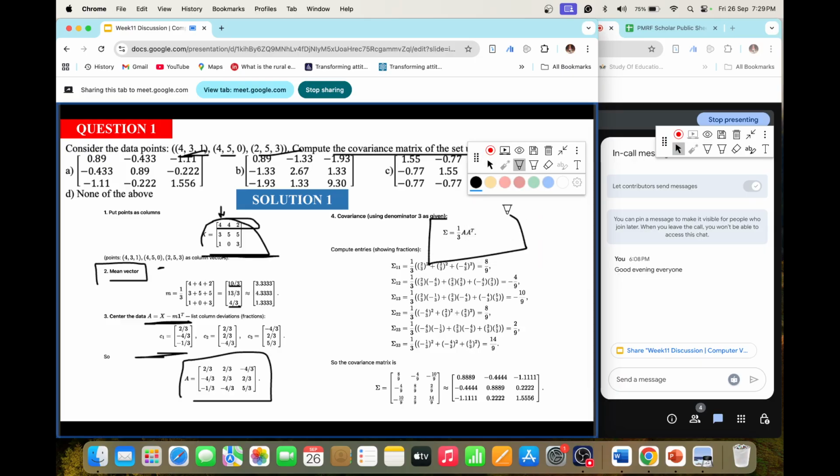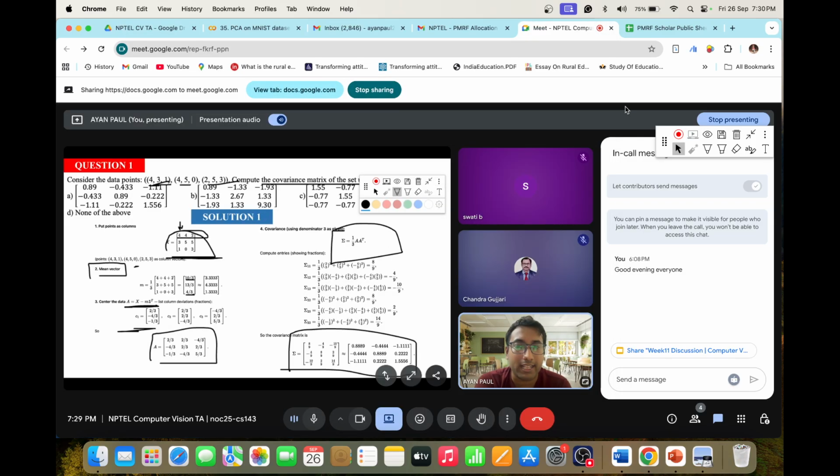This is your covariance matrix: 1 by 3, A A transpose. 1 by 3, that is 1 by n, where n is the number of data points, into A into A transpose matrix. By this you can easily get your covariance matrix. So this is how you have to proceed. Very easy, I hope. Any doubt in this?